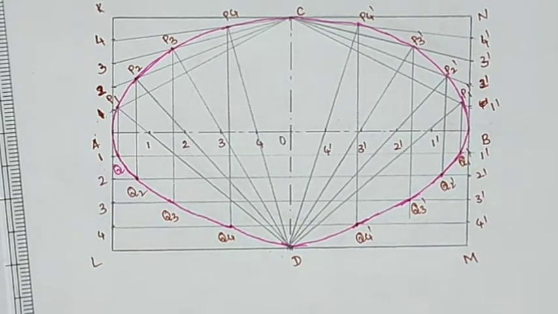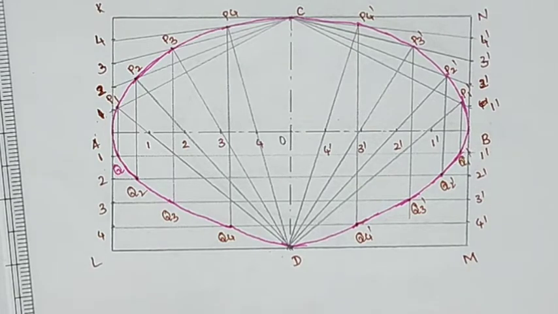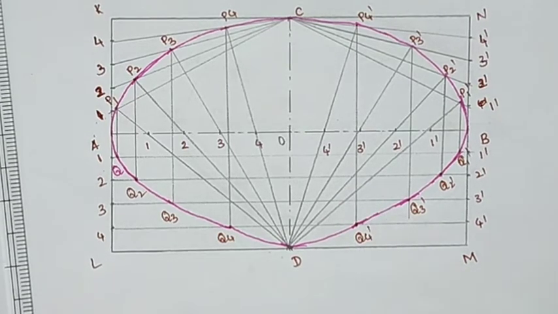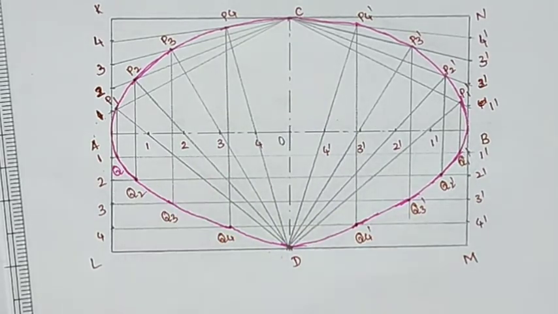We will draw the horizontal lines from the respective points, and from P1, P2, P3, P4 we will draw the perpendicular lines. We know that in a rectangle the angle should be 90 degrees. From the points on that rectangle we will draw the perpendicular line on the respective points, and we will locate Q1, Q2, Q3 and Q1 dash and Q2 dash and Q3 dash up to Q4 dash.